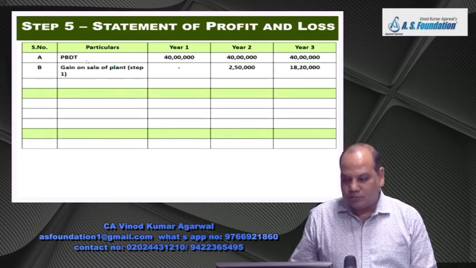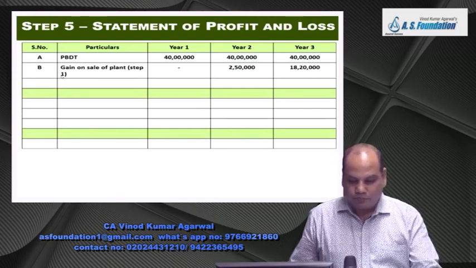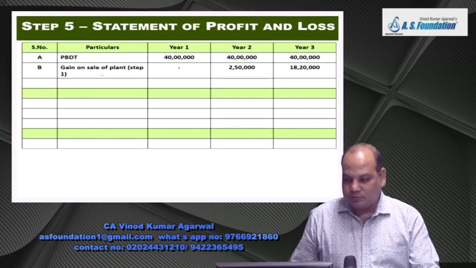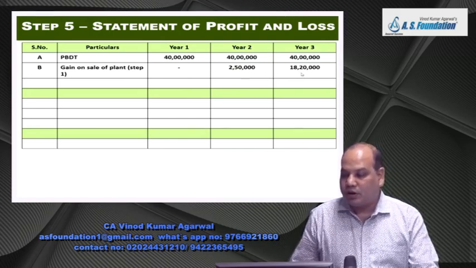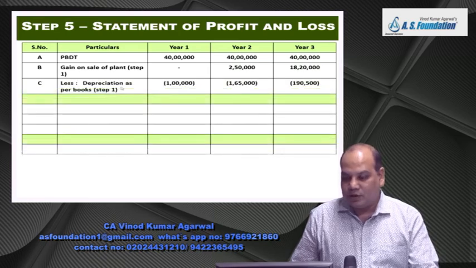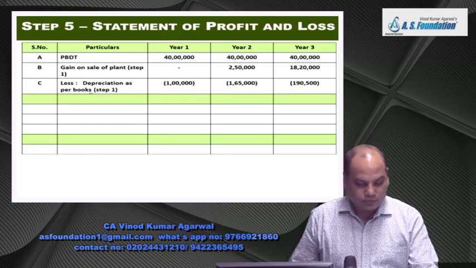Then in this problem, one more thing we write. Gain on sale of plant. In the books of account, this gain entry has not come. So now you will add that also. First year 0, second year 2,50,000, third year 18,20,000. Is it there? Less depreciation as per books of account.